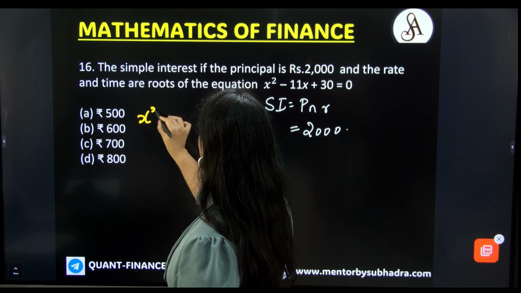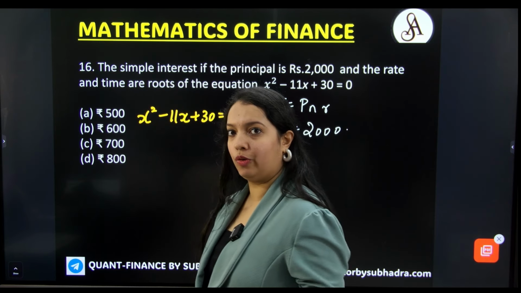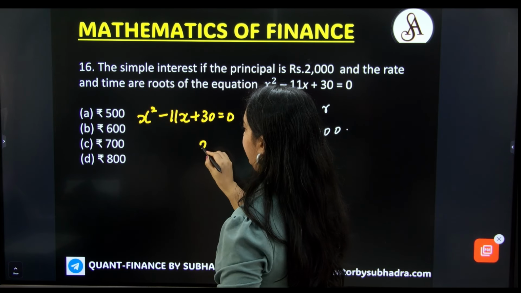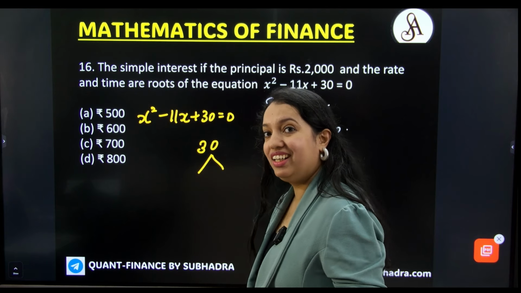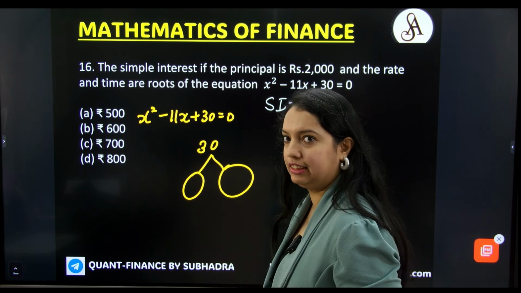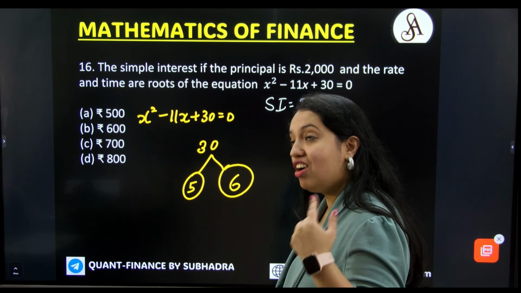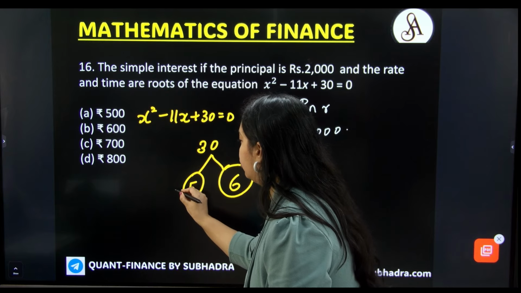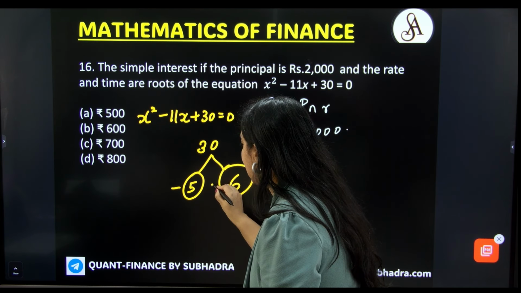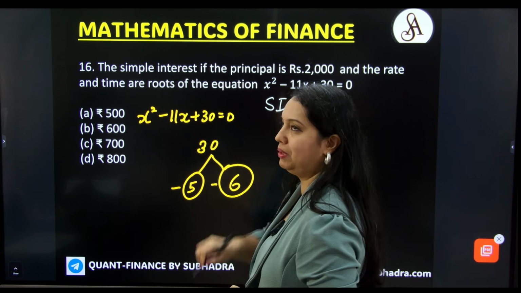Let's solve this. X square minus 11x plus 30 is equal to 0. Find A into C, 30. You will get roots from this, where when you multiply two numbers, you should get 30. I know that 5, 6 is 30. And when you add them, you should get minus 11. So it will become minus and minus. Minus into minus plus 30. Minus 5 minus 6 plus 11.